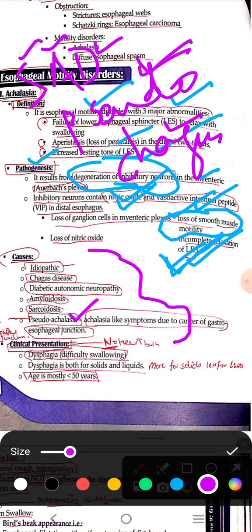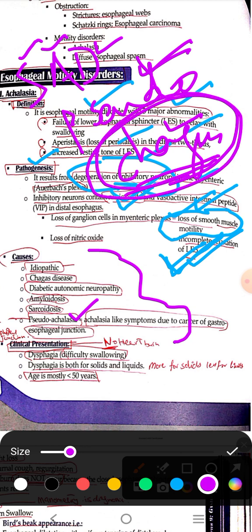After that comes Chagas disease. It is caused by a microbe, Trypanosoma cruzi, and it mainly occurs in America, so it is also called American trypanosomiasis. So it is an infection. In the case of Chagas disease, achalasia cardia can also occur.